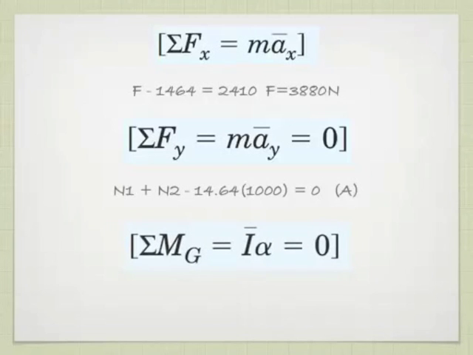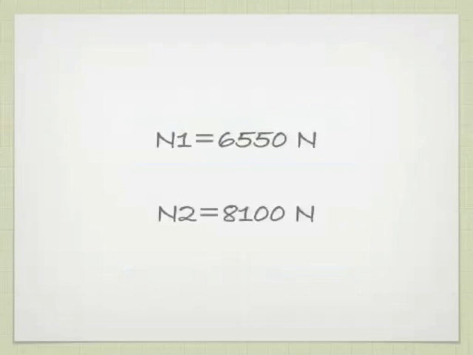Then the total moment should be 0 as well. So we get 1.5 N1 plus 3,818 times 0.6 minus N1 times 1.5 equals 0, and we make it equation B. Solve the equations A and B. We can get N1 equal to 6,550 Newtons and N2 is 8,100 Newtons.